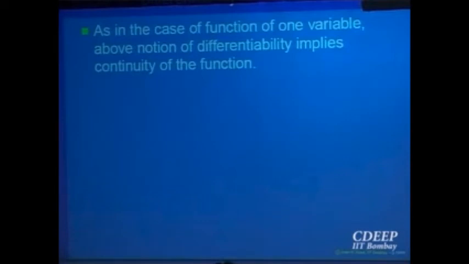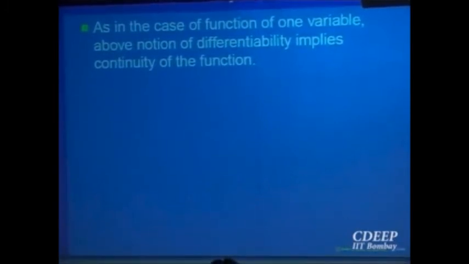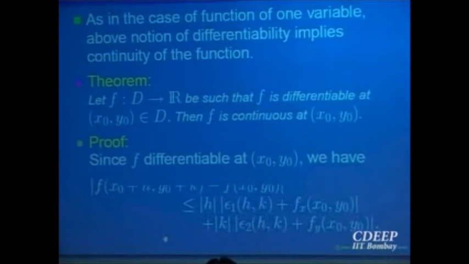Same proof works here. Because what we are doing, we are only approximating the value of the function at a nearby point by a linear thing. h times fx, k times fy, right? And those things are going to go to 0 because they are multiplied by h and k, both. So that proof is same as of one variable, because that is the idea we have borrowed from one variable, that differentiability implies continuity for function of two variables.